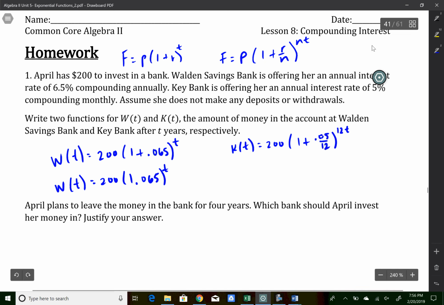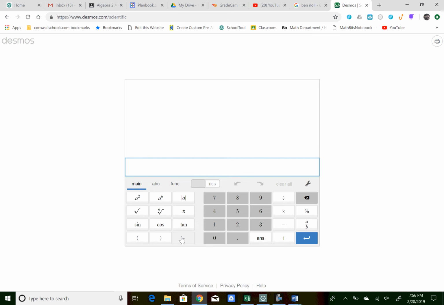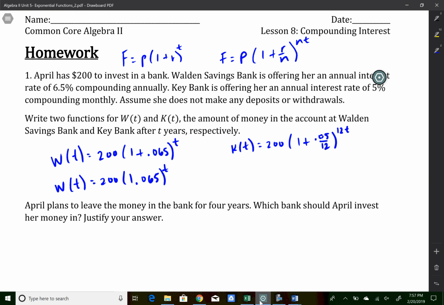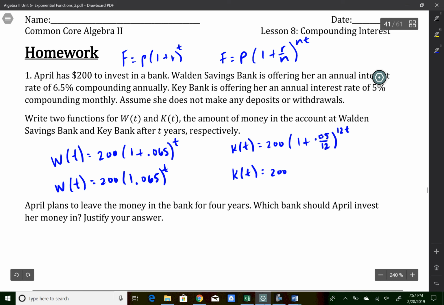Again, we want to simplify that a little bit, so let me go to my calculator, because I don't know how to do that in my head. So we have 1 plus 0.05 divided by 12. Again, Desmos is a great tool for this. These are going to be messy decimals, so we just want to round. We said in class 4 decimal places, so 1.0042. So we can go back here and say the KeyBank function is going to be 200 times 1.0042 all to the 12t.